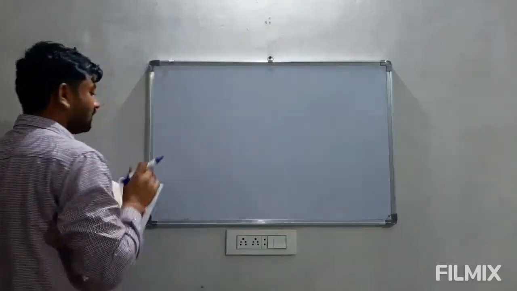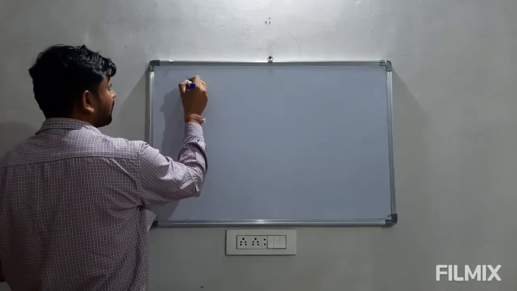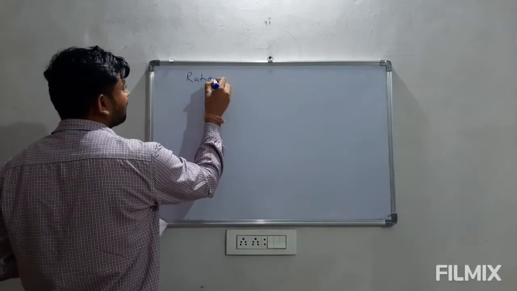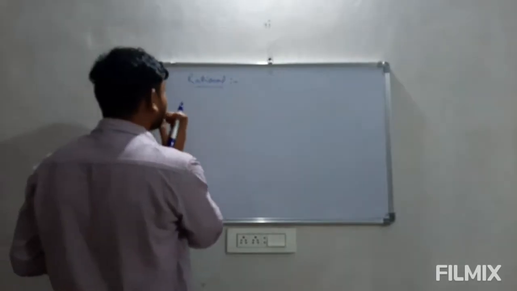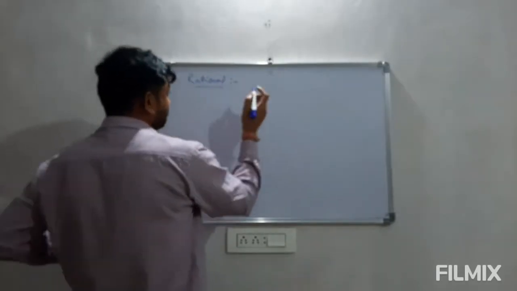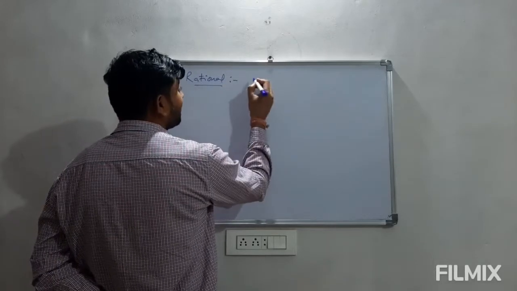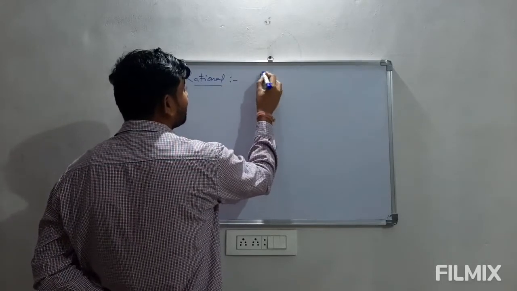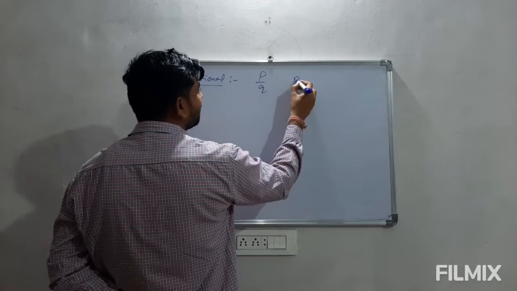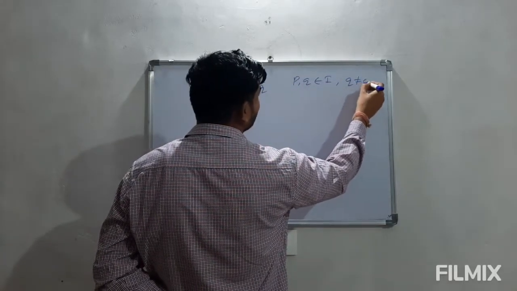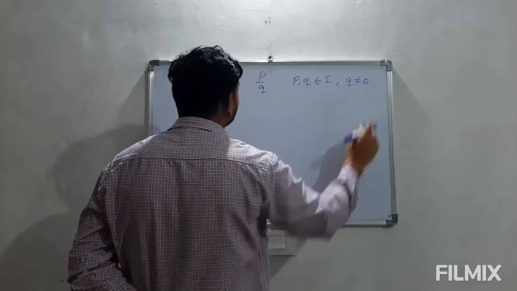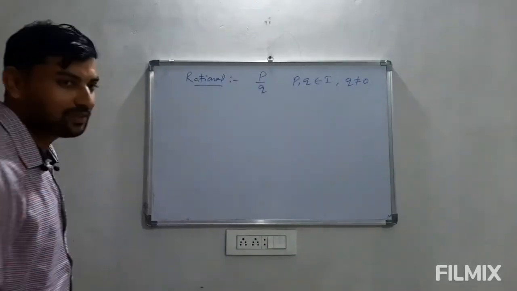So as I told you, in rational numbers the definition was very clear to you, I guess. So here the numbers which are rational are the numbers which can be written in the form of p by q, where p and q are integers and q is not equal to 0. This is what we discussed about the definition of rational number.